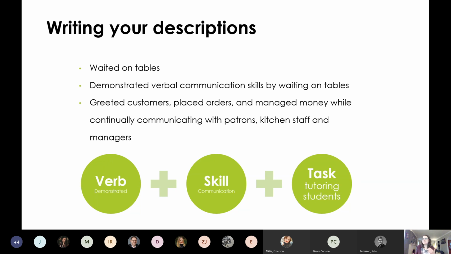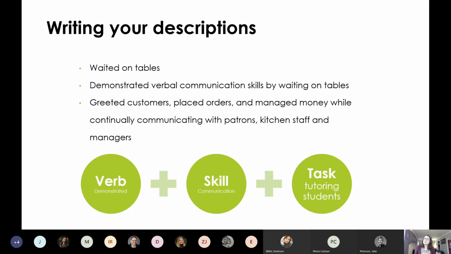And that's kind of a B plus. I don't love "demonstrated." It's not my favorite verb out there, but it is an option, and it's stronger because now it says verbal communication skills. Sort of take it to the next level. If you have the space to work with, sometimes you do, sometimes you don't, just tell me more. Assume I know nothing about the job you're doing and describe it to me.